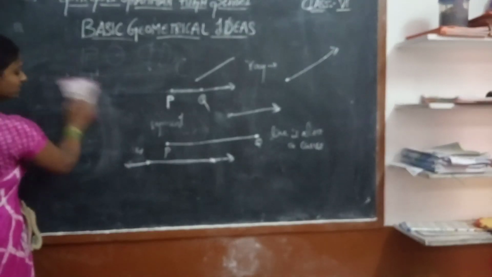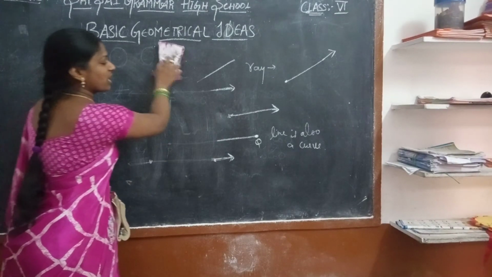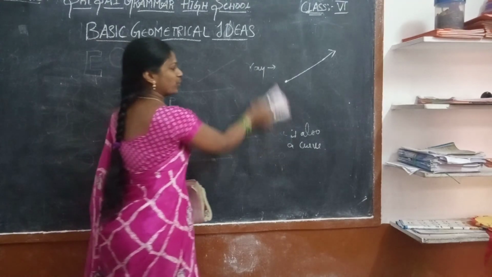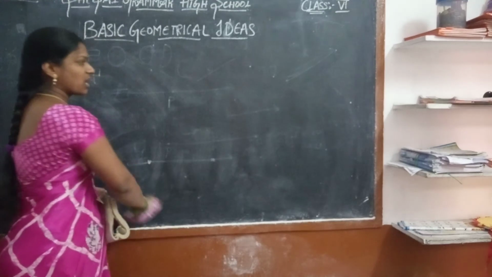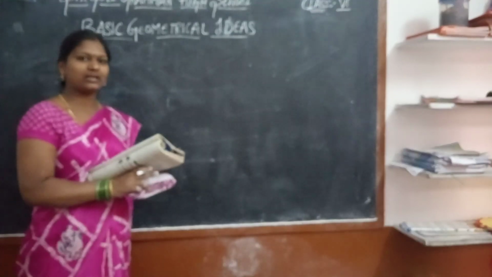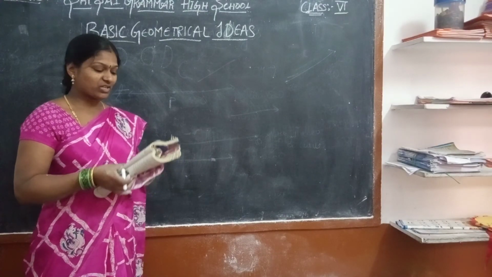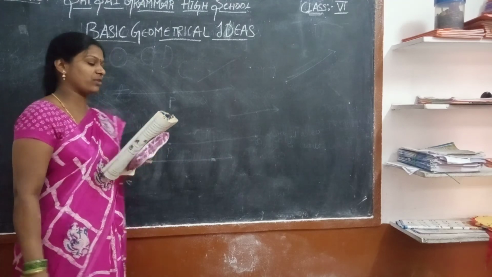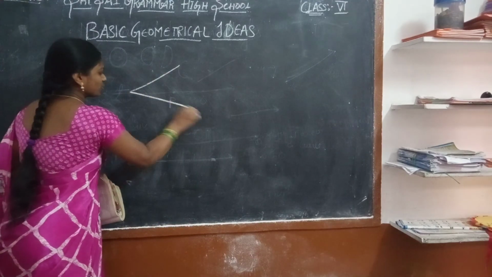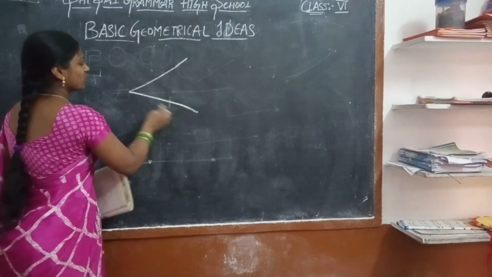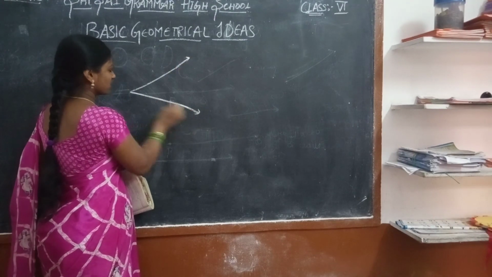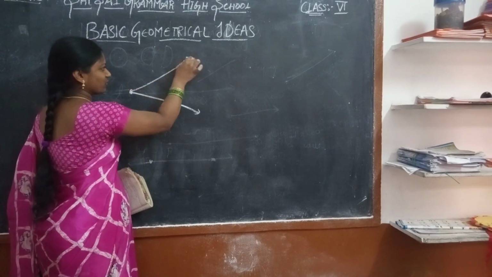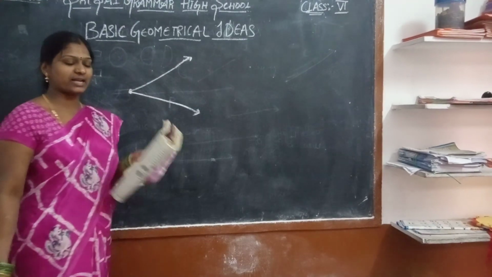In angles, how is the angle formed, and how are the points represented on the angle? What are the points called? See, for example, this is one angle. It starts from a point with two rays. This is the point, starting with one ray and also a second ray.